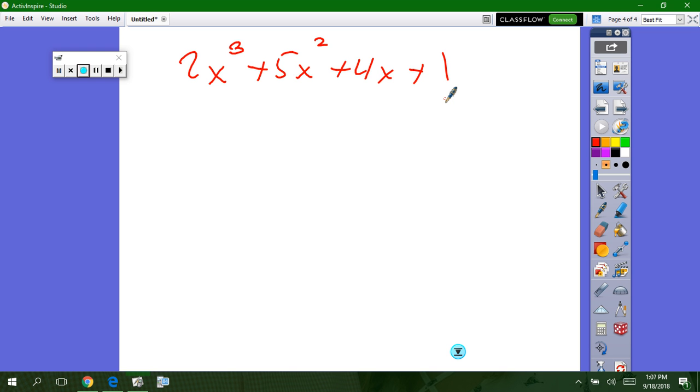I always like to start with Descartes' rule of signs very first. That's actually the first thing I do before I even do my possible rational zeros. Okay, because it's going to help me. I guess we could start with our possible rational zeros. Let's do that. Possible rational zeros. Pros. Made that up today.